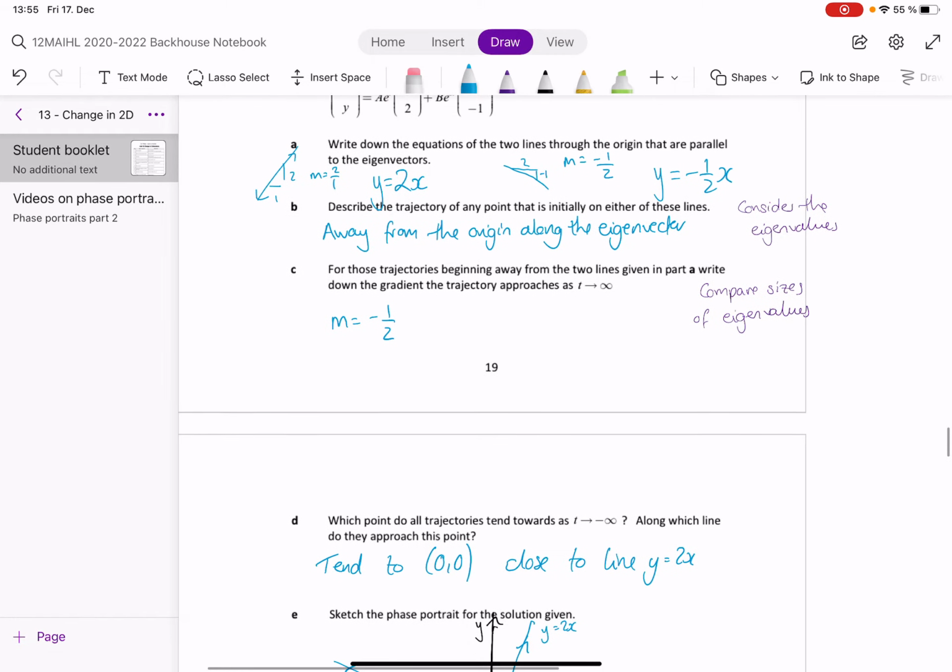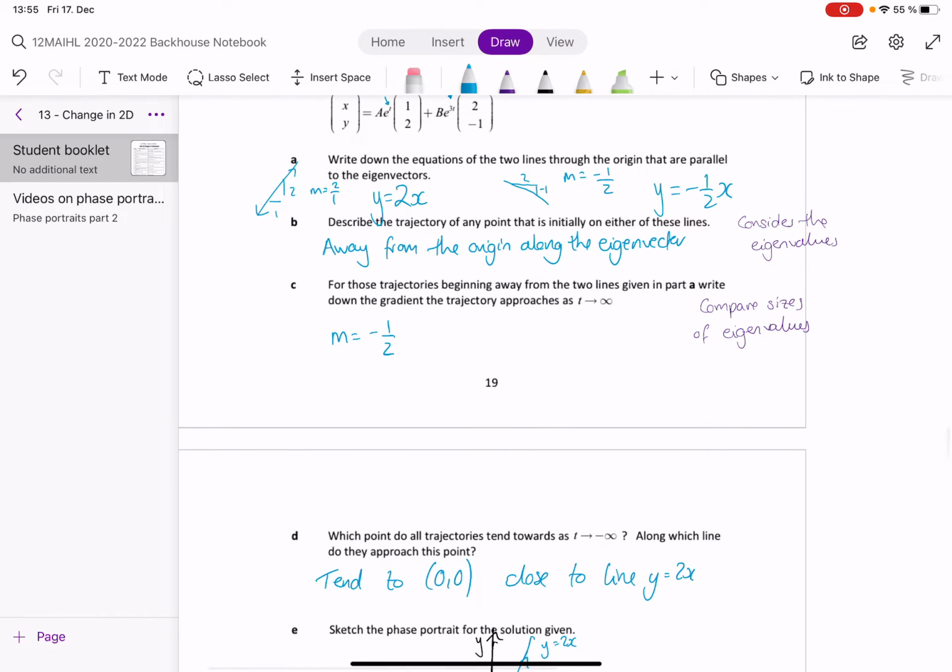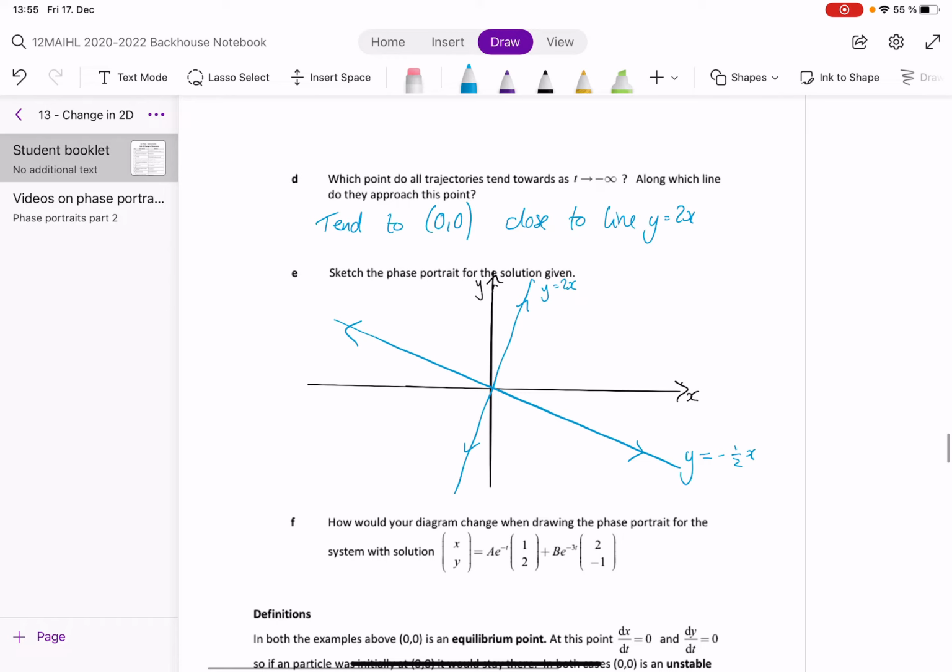All right, what have we just said? We've said as time gets bigger, they're going to go towards the gradient m equals negative a half. They're going to start in the origin, and they're going to start close to the other line, the other eigenvector. So they're going to end up looking something like this.